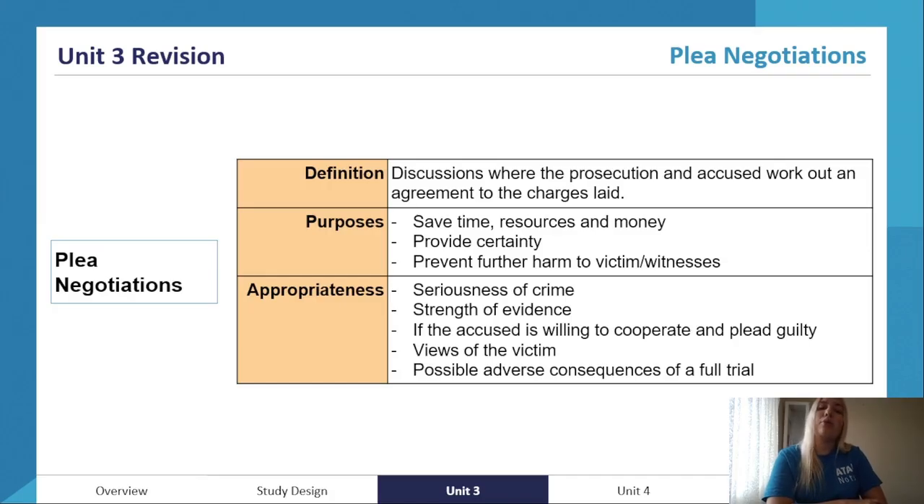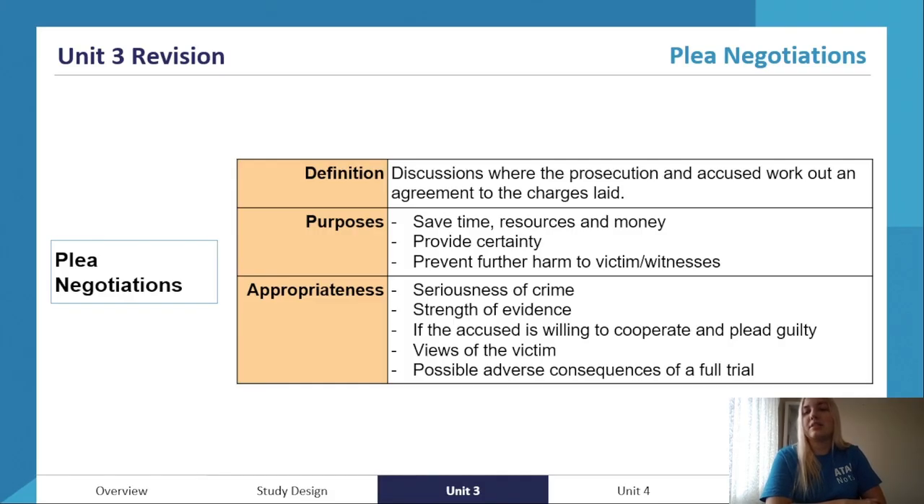Importantly, with plea negotiations, you need to be able to discuss their appropriateness. So, this depends on a few factors: the seriousness of the crime. If the crime is particularly heinous and horrible, the prosecution may not want to have plea negotiations because a reduced sentence for that offender is inappropriate and they should be punished to the full extent.